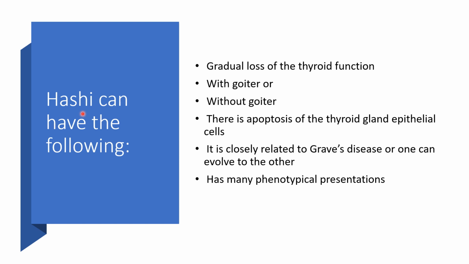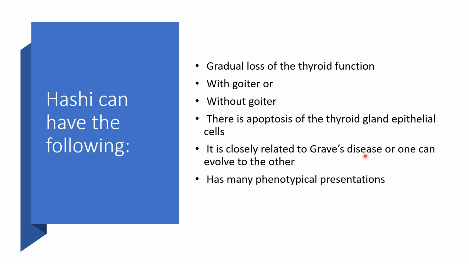Ashi, because you call me lazy? Not quite. We like to abbreviate names a lot. So, Hashimoto's has been shortened by me to Ashi, can have the following. Gradual loss of the thyroid function with goiter or without goiter. There is apoptosis of the thyroid gland epithelial cells, and it is closely related to Graves' disease, or one can evolve to the other, meaning Graves' disease can evolve to Hashimoto's, Hashimoto's can evolve to Graves' disease.